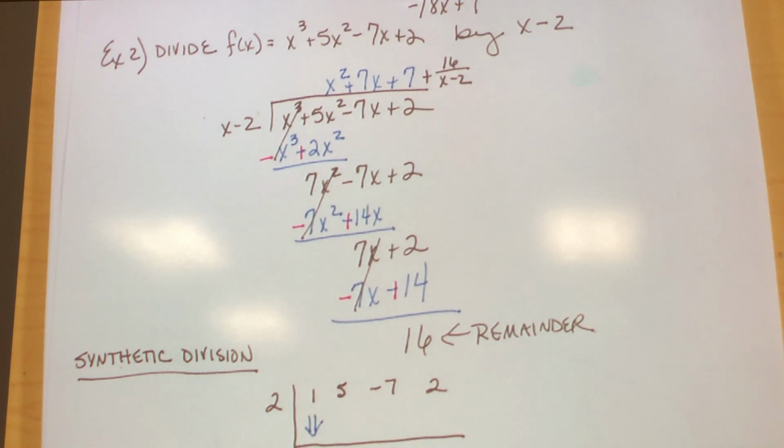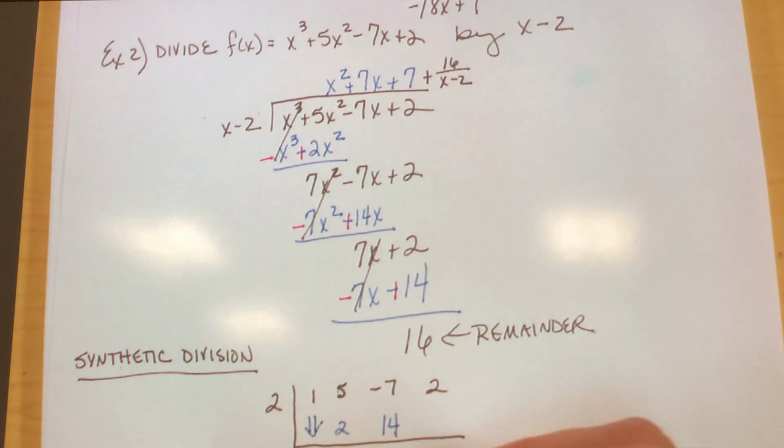And then you multiply. What's 1 times 2? And then you add. What's 5 and 2? What's 7 times 2? And then you add. What's negative 7 and 14? And then you multiply. What's 7 times 2? What's 2 and 14?